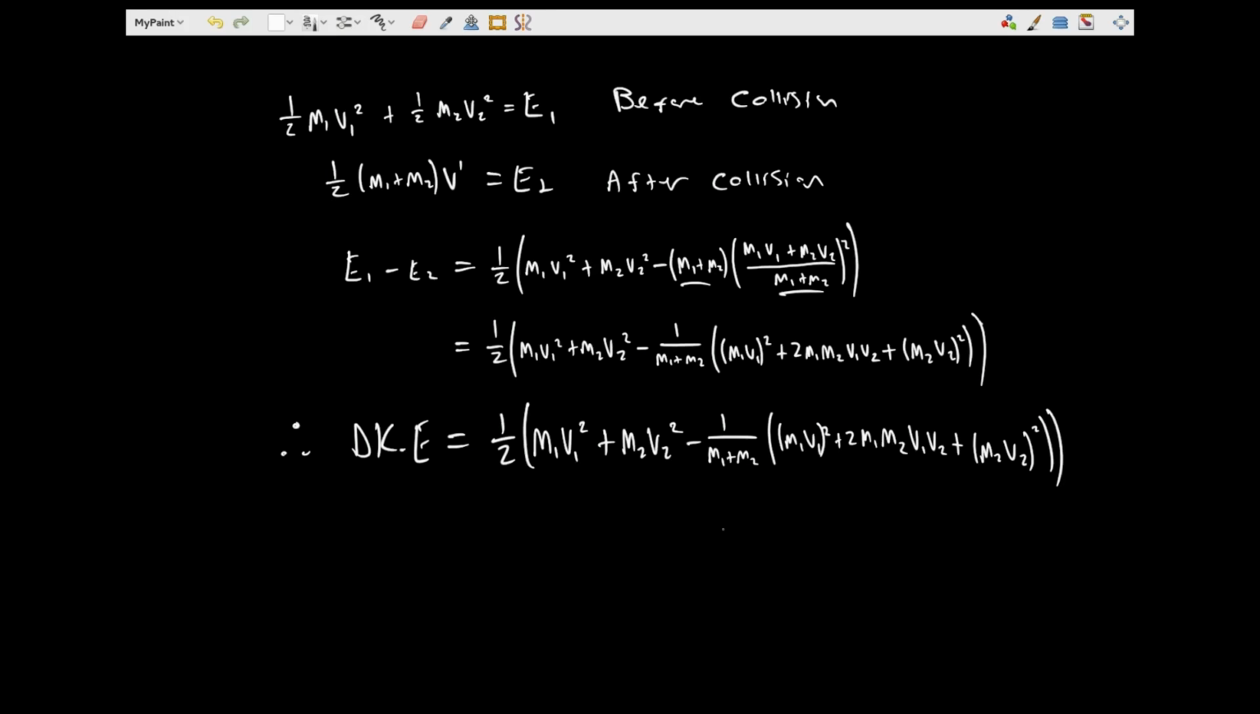So this is what our loss of kinetic energy is, and in general you will find that this is a positive number because we can't gain energy from a collision. One thing that we can use to check this equation is the units. Here we have units of joules, or units of energy: kilogram times meters per second squared, or kilograms times meters squared per second squared, in other words, Newton meters. Same units there. And here we have kilograms squared, meters squared per second squared, but we are also dividing that by kilograms, so the units check.